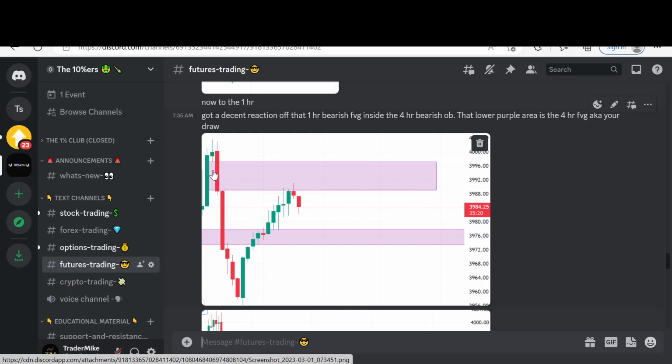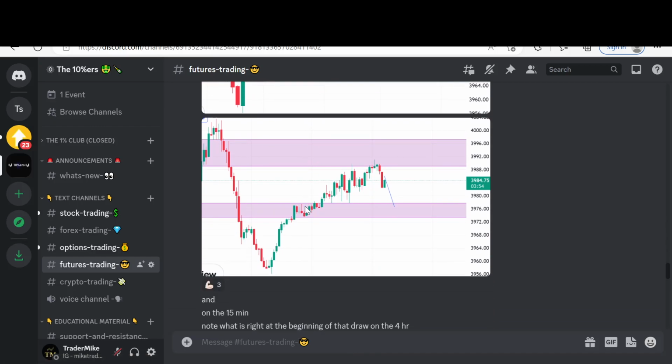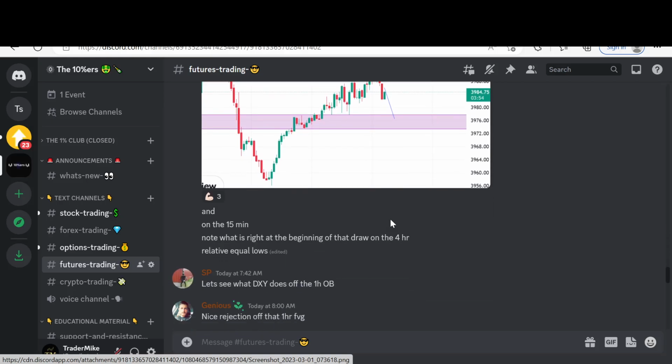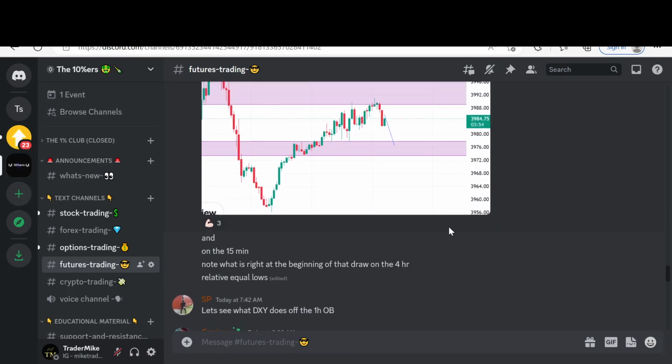That, remember, draw on liquidity. It drew up into that. It traded up into a premium. It tapped up into it. Reaction off of that level. And then the 15-minute, you can see it there as well displayed. And I indicated that I think it's going to trade down, draw down into that higher time frame imbalance. And yep, so let's go back to my chart.